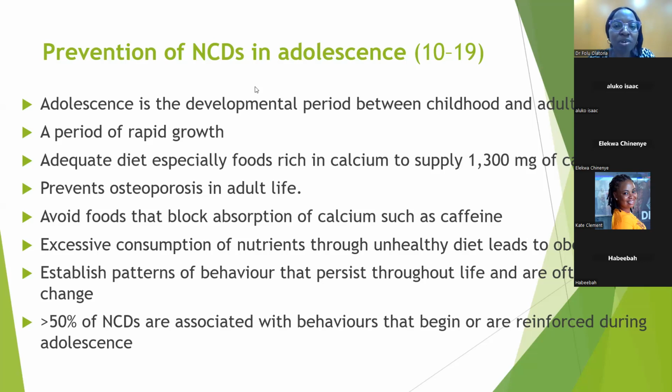Adequate diet is important to supply an adequate amount of calcium, 1,300 milligrams, to prevent osteoporosis in adult life. Foods that block calcium, such as caffeine, should be avoided. Excessive consumption of nutrients through unhealthy diets that will lead to obesity should be avoided. So the behavior that is established at this stage also matters.